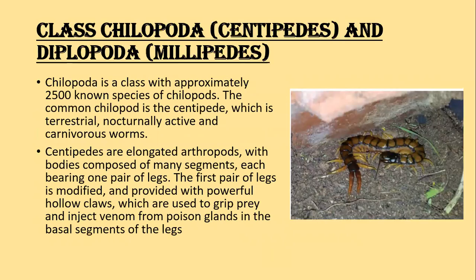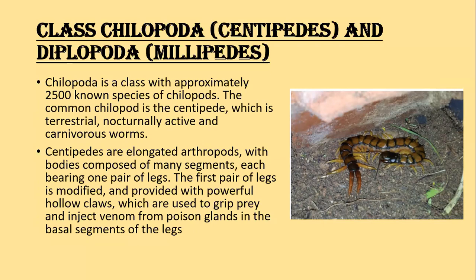Now, the second disease to be discussed today is the skin manifestations caused by infestation by the class Chilopoda, centipedes, and Diplopoda, which is millipedes. Chilopoda is a class with approximately 2,500 known species of chilopods. The common chilopod is a centipede, which is a terrestrial, nocturnally active, and cavernous worm. The centipedes are elongated arthropods with bodies composed of many segments, each bearing one pair of legs.